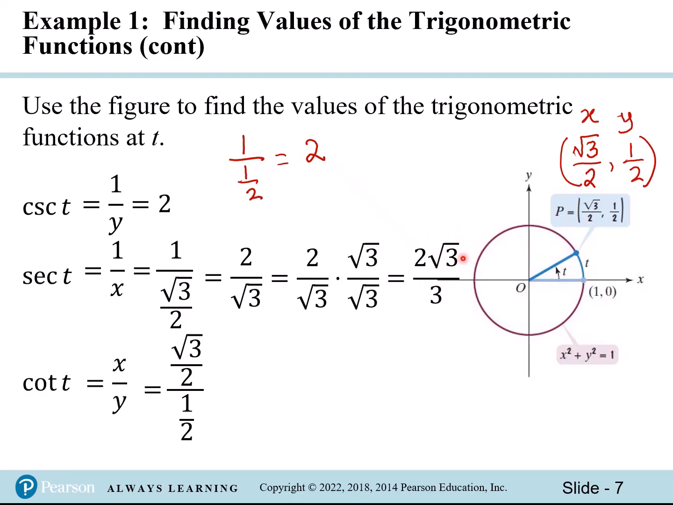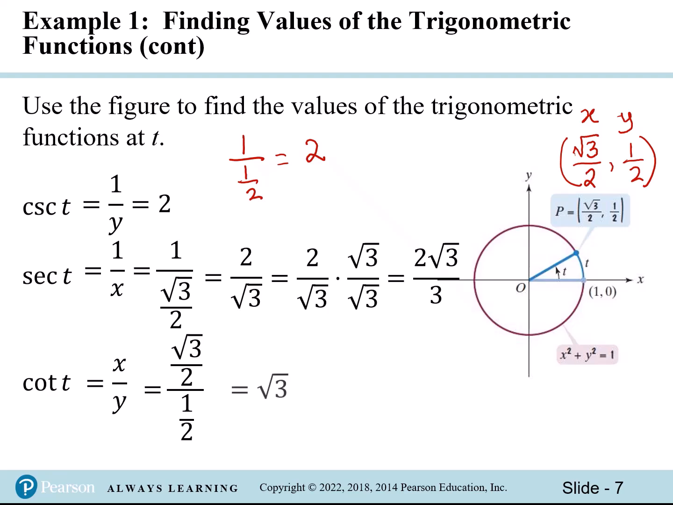As far as cotangent is concerned, that's the reciprocal of tangent. If tangent was y over x, then cotangent would be x over y, the reciprocal. So again, plug in the value for x, that's square root of 3 divided by 2, and y is 1/2. When you complete this division, you should come up with a value of square root of 3, and that's what they got.